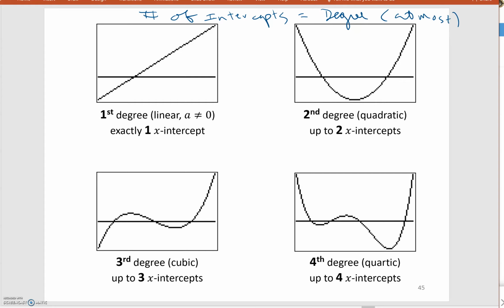Okay, so a third degree polynomial can have at most three. When I say intercepts, I specifically mean x-intercepts. Okay, so I should be careful about that. These are zeros. The number for a third degree is 3. The number for a fourth degree is 4, and so on. So you might not have that many, but at most you can have a number equal to the degree of the polynomial as the number of x-intercepts.